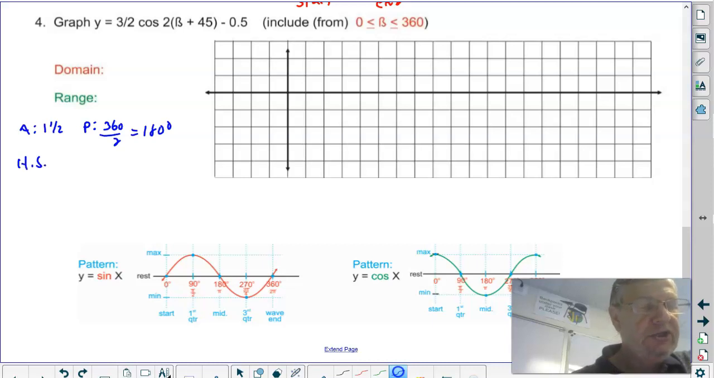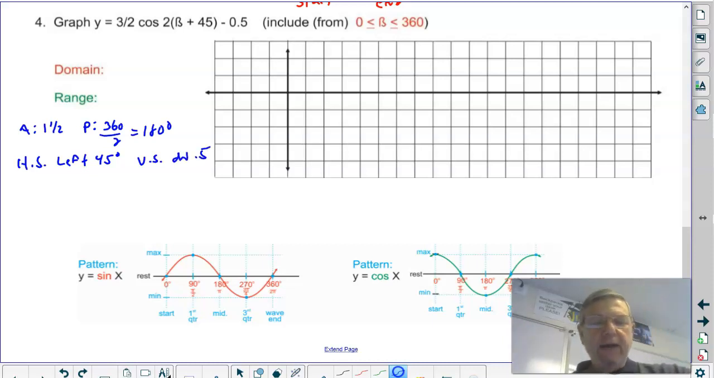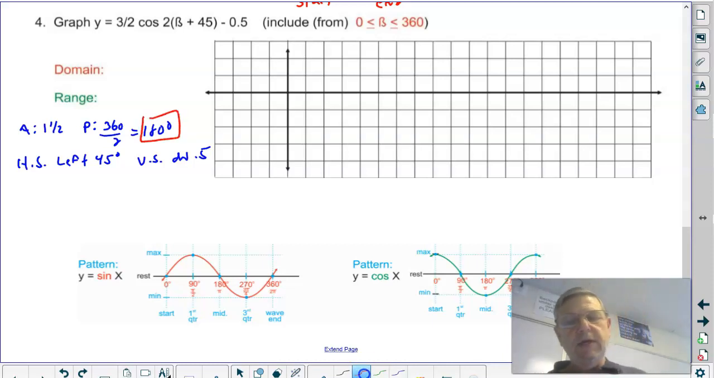What is my horizontal shift? Left, because it's a minus 45, so left 45 degrees. Vertical shift is down 0.5. So again, you have to figure out the scale here, and you have to do it within the parameters I gave. A key to getting our scale going is our period of 180 degrees. So I want 4 increments between 180. So 180 divided by 2 is 90, and divide that by 2 is 45. So I'm going to go by 45s.